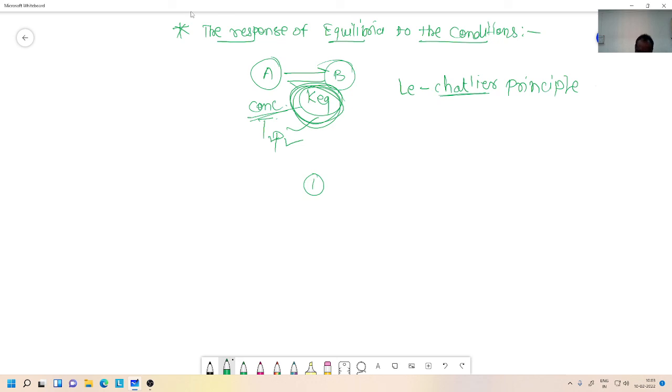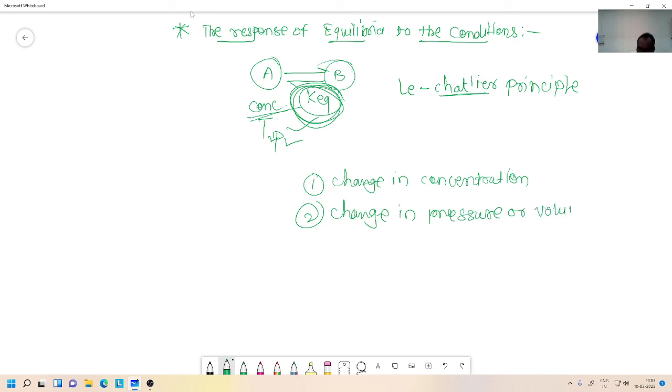Number one is the change in concentration. Number two, change in pressure or volume, if the reaction is in the gaseous state. Number three, change in temperature.